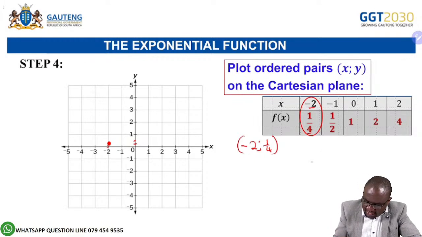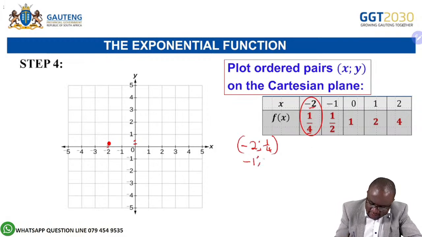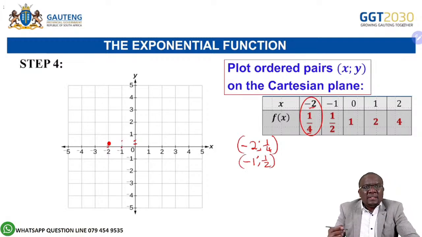Right, the next ordered pair will be -1.5. Right, -1 is here, half is there. Where should they meet? Somewhere here. Then we plot that point.